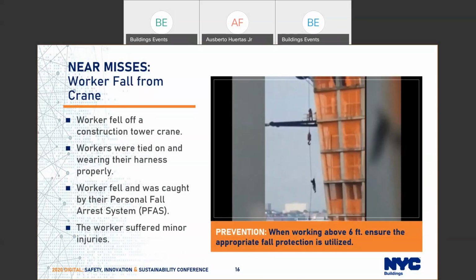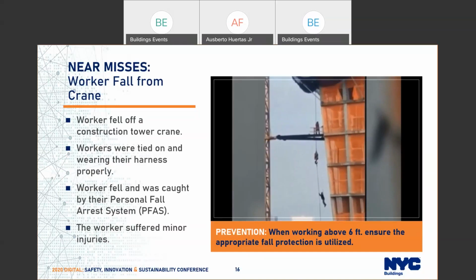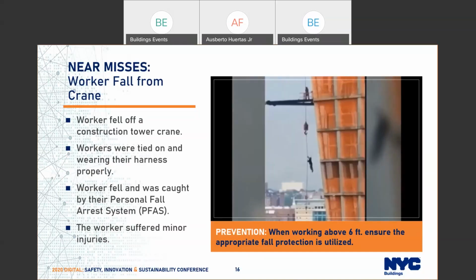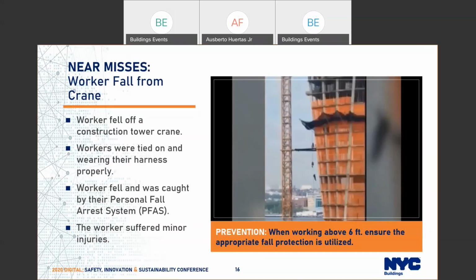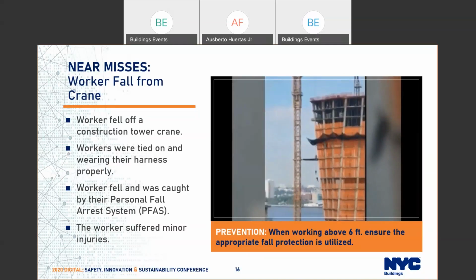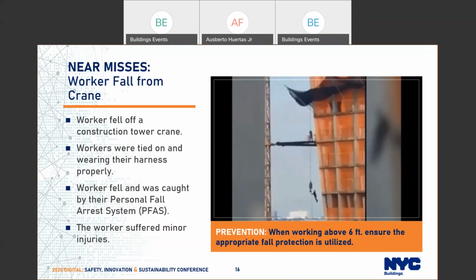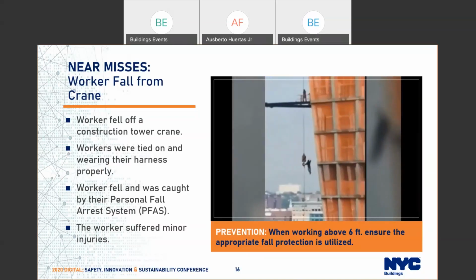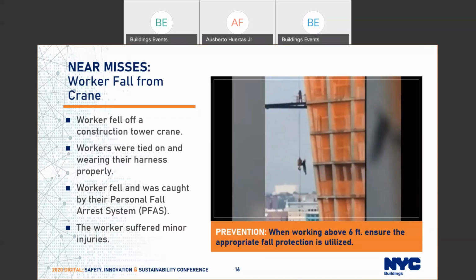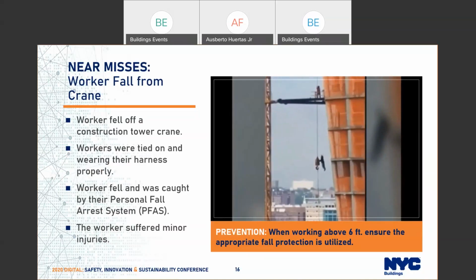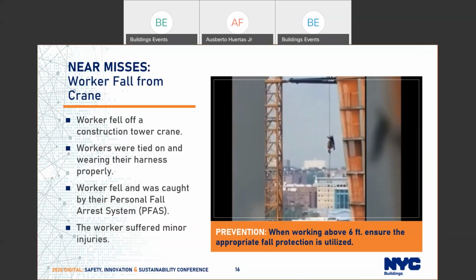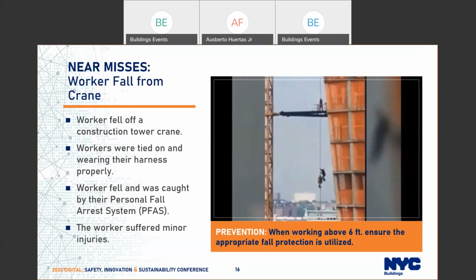A worker fall took place in Manhattan last year. A worker was installing a railing on a crane tie when he slipped and fell off the crane tower. Fortunately, the worker was wearing a personal fall arrest system. The harness and lifeline prevented him from falling to the ground. The other workers lowered the crane and the worker climbed onto the headache wall and was pulled up to the top landing. As you can see now, he's pulling himself up.